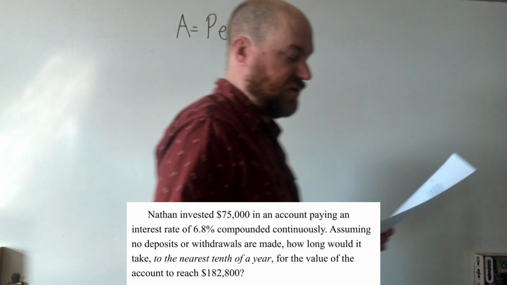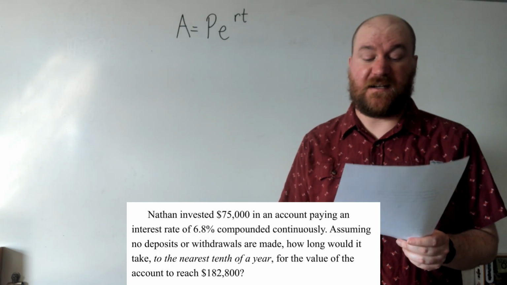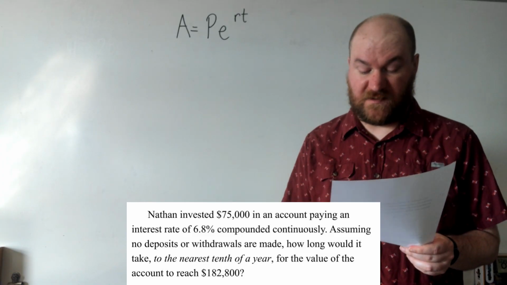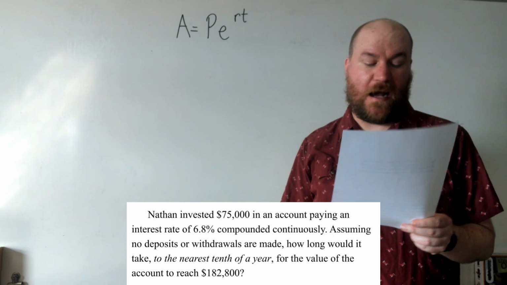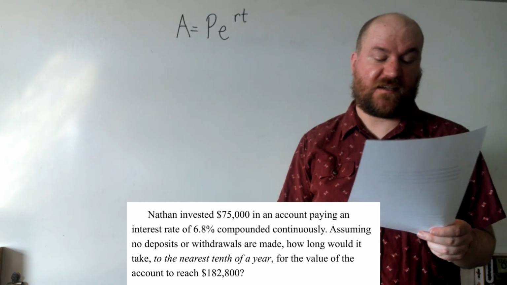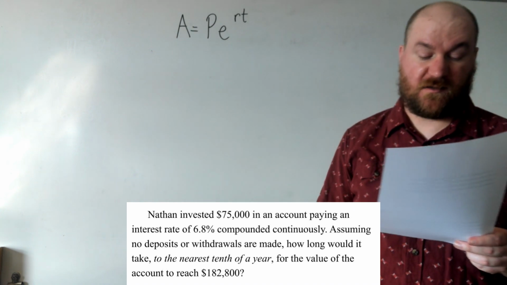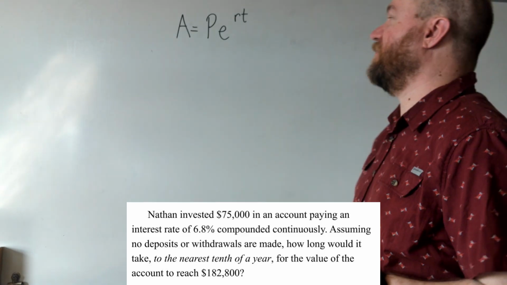All right, next question. Nathan invested $75,000 in an account paying an interest rate of 6.8% compounded continuously. Assuming no deposits or withdrawals are made, how long would it take for the value of this account to reach $182,800 to the nearest tenth of the year?